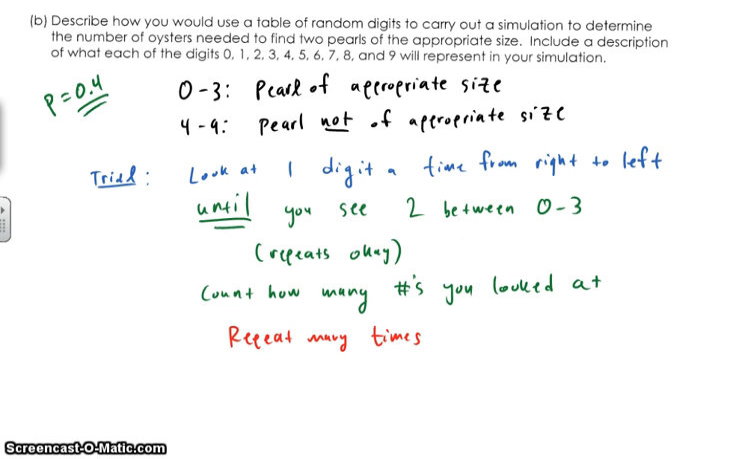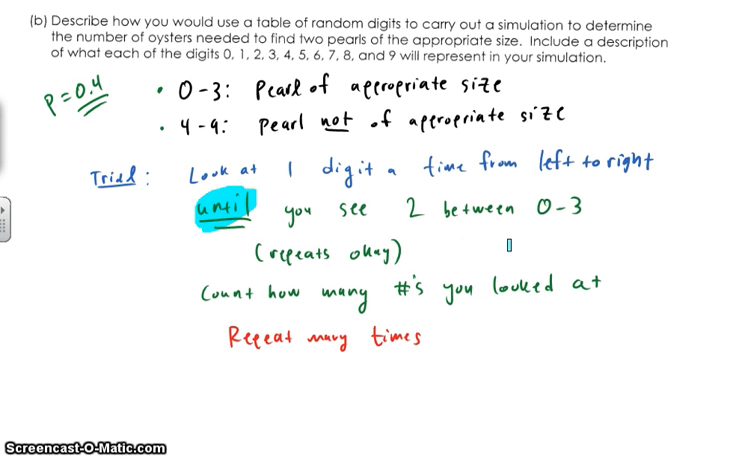Okay, so first of all, we're simulating a 40% chance. So 4 out of the 10 digits from 0 to 9 should be coded as a pearl of appropriate size. So I'm saying that's 0 to 3. And then the other ones from 4 to 9 are not appropriate size. All right. So we need to explain here that we're looking at one digit at a time from left to right, until, this word until is key here, we see two that are between 0 and 3.